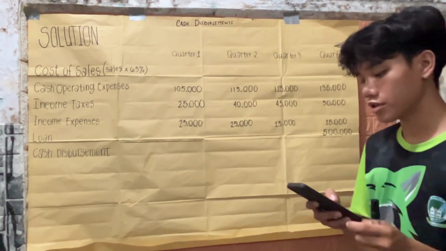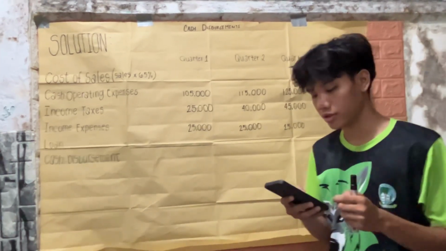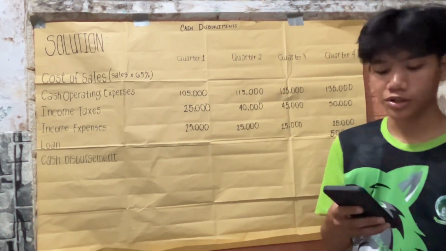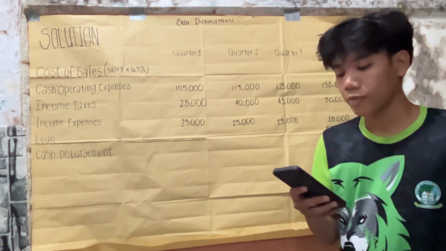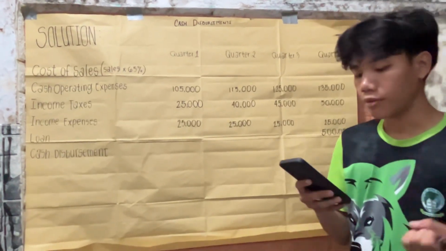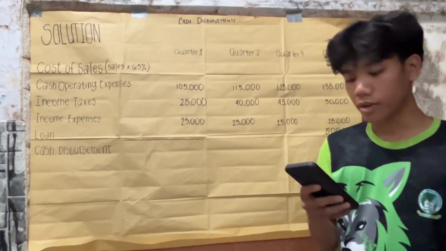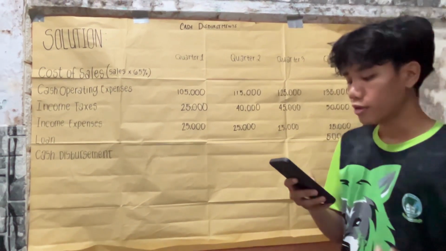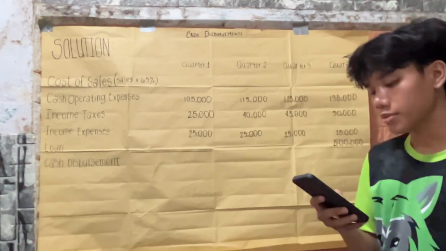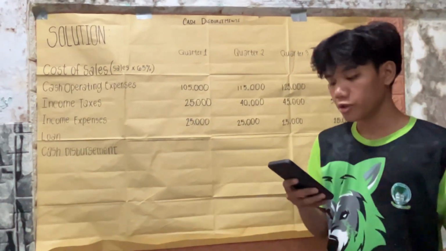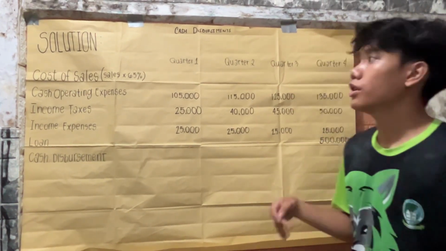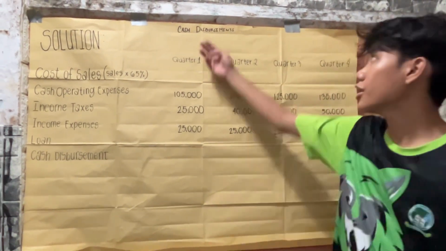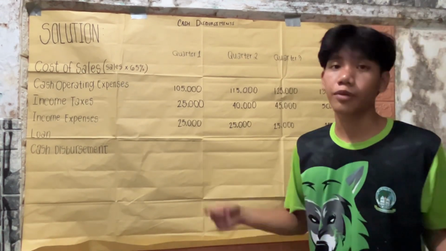The following accounts are the common cash disbursements. We have cost of sales, accounts payable, cash dividend payments, wages and salaries, tax payments, fixed assets outlay, interest payments, rent and lease payments, principal payments, loans, repurchases or retirements of stock. So now that we have a brief idea of what the cash disbursements are, let's try to solve for one.